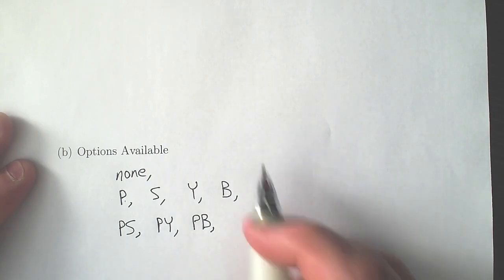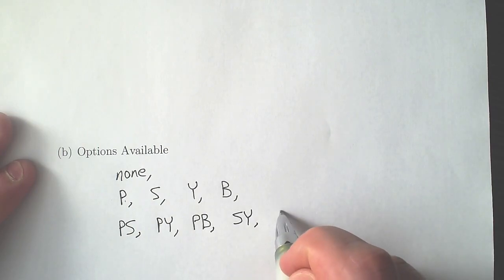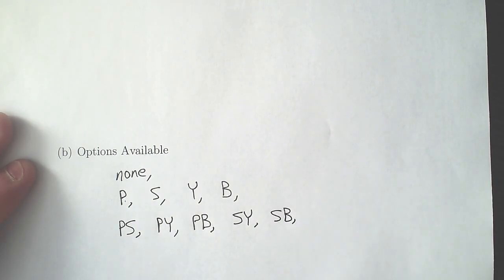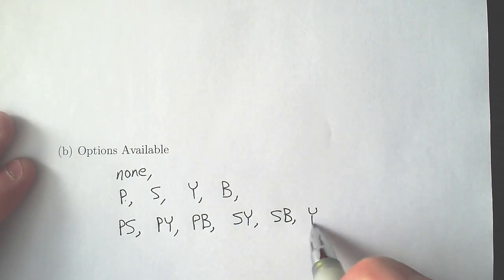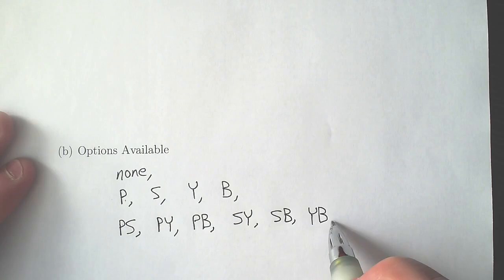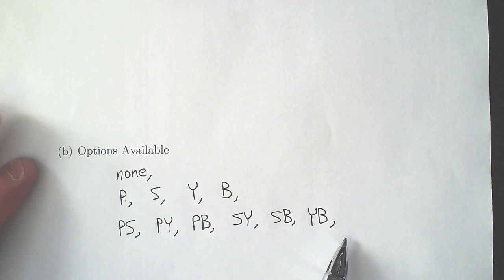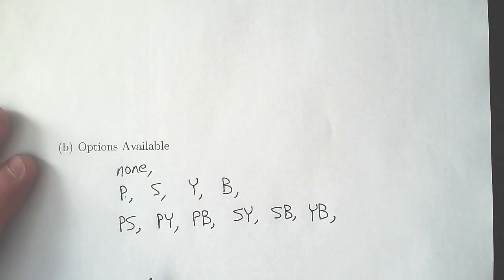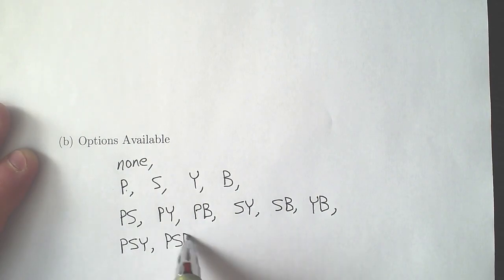And what about S? S with Y? S with B? I think we got everything that has P, everything that has S. Oh, we need the possibility that you do Y and B. I think we got all of the possible ways of doing just 2 classes. So now we could do 3 classes. We could do P, S, and Y. We could do P, S, and B.